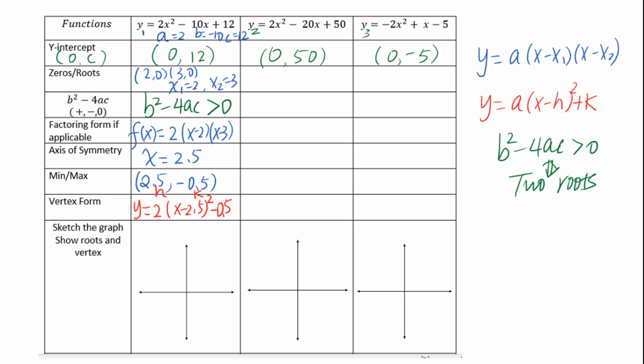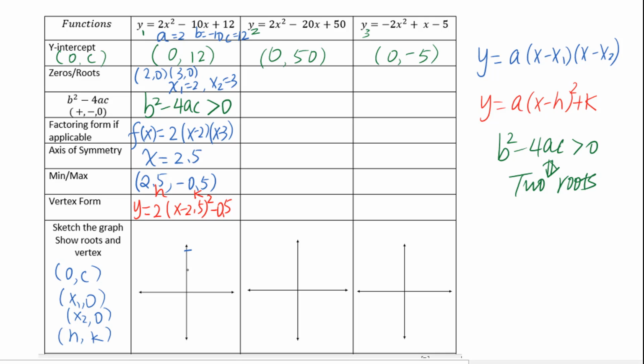So how to sketch the graph? We need to label the y-intercept, 0, c. And the x-intercepts, x1, 0 and x2, 0. And also you need to show the vertex, that is h, k.